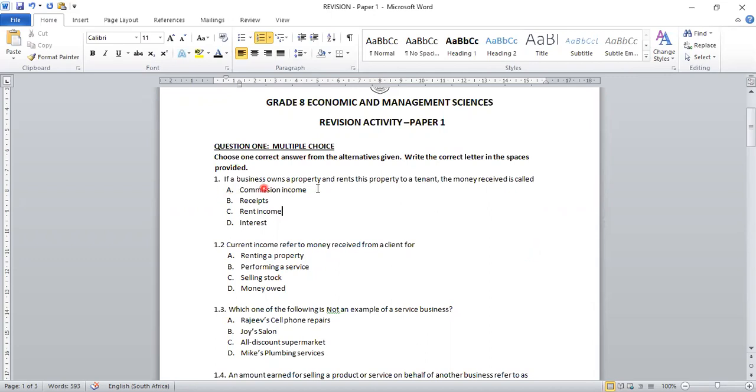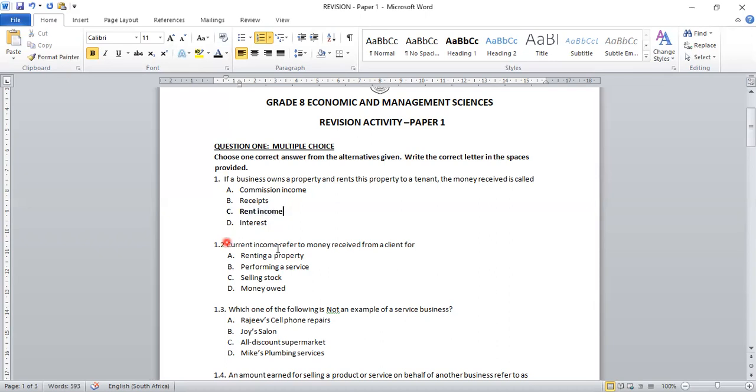If a business owns a property and rents this property to a tenant, the money received is called: A, commission income; B, receipts; C, rent income; or D, interest. The correct answer, learners, is C. If a business owns a property and rents this property to a tenant, the money received is called rent income.